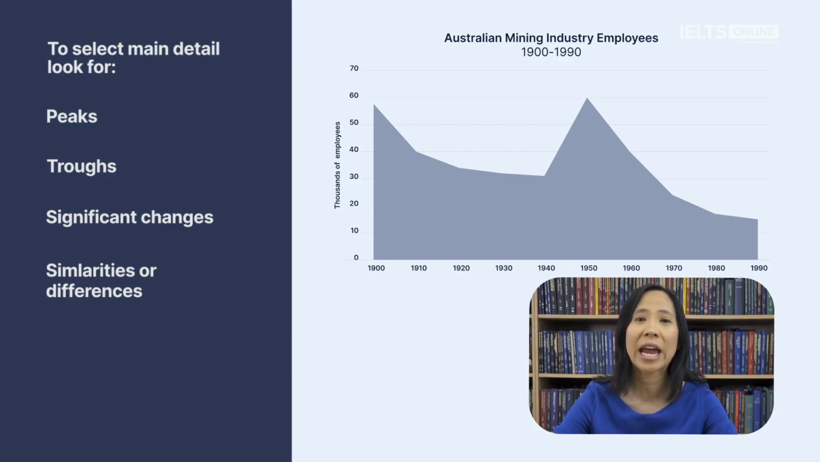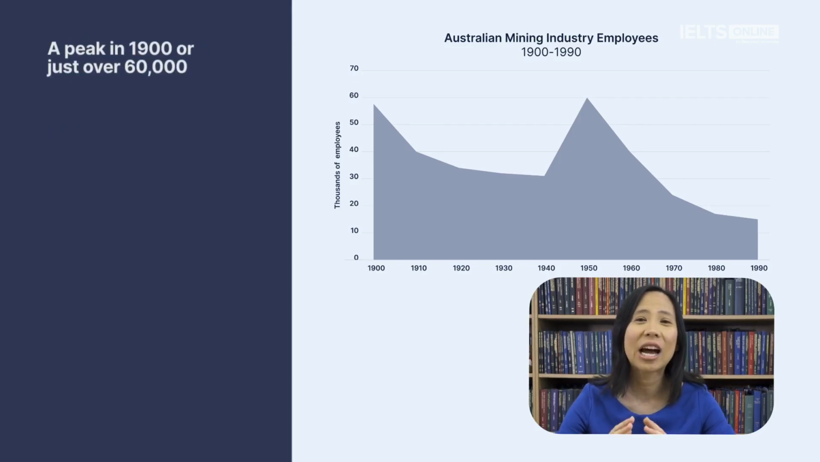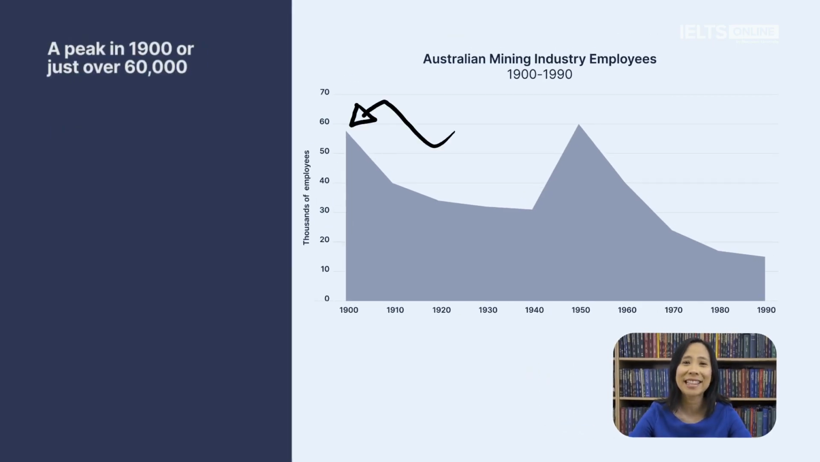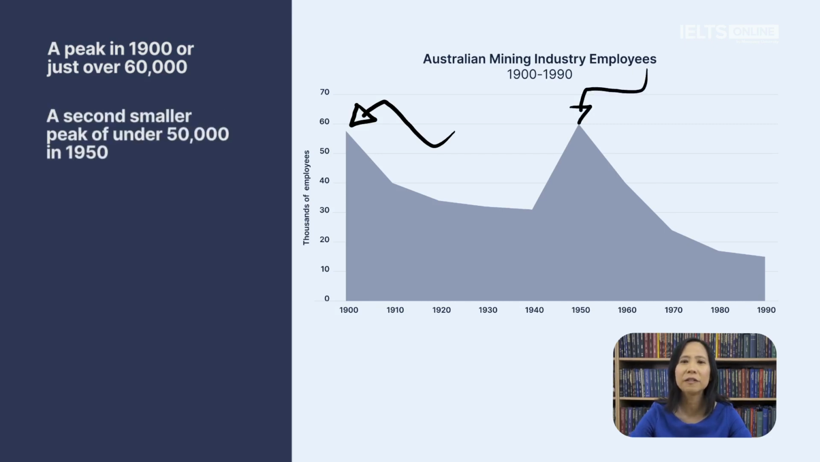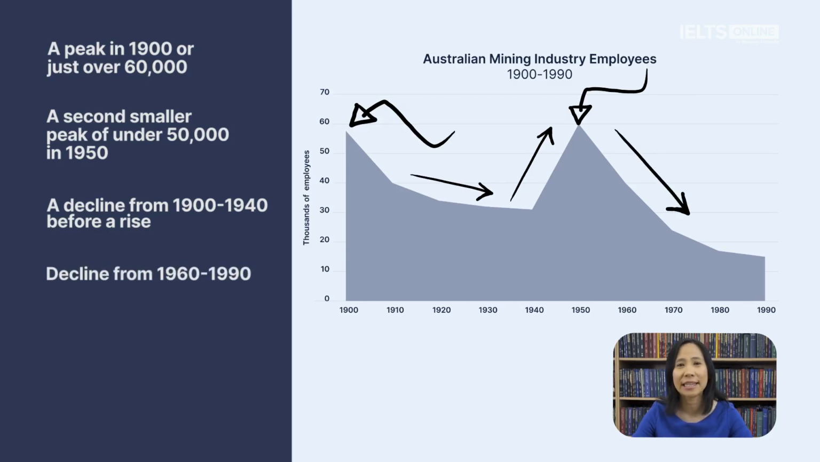This graph shows change over time, and some of the main trends are a peak in 1900 of just over 60,000, a second smaller peak of just under 50,000 in 1950, a decline from 1900 to 1940 before a rise, a decline from 1960 to 1990, a low of 15,000 in 1990.